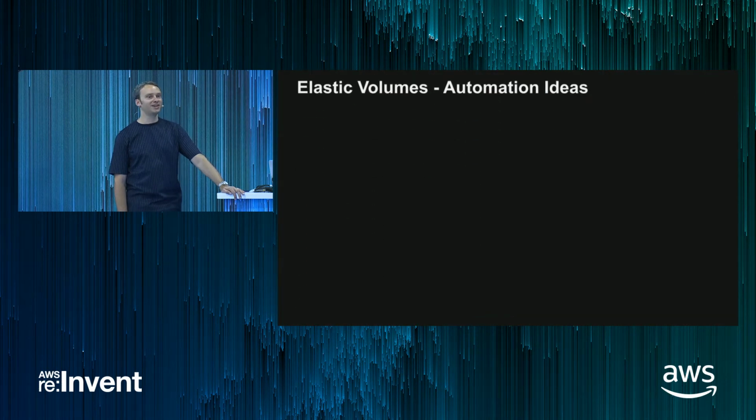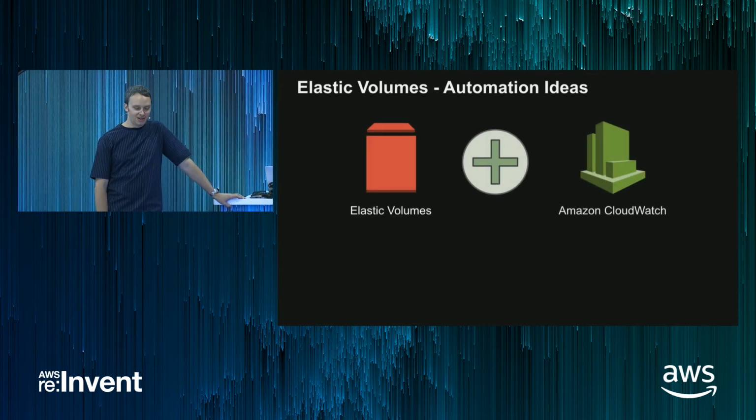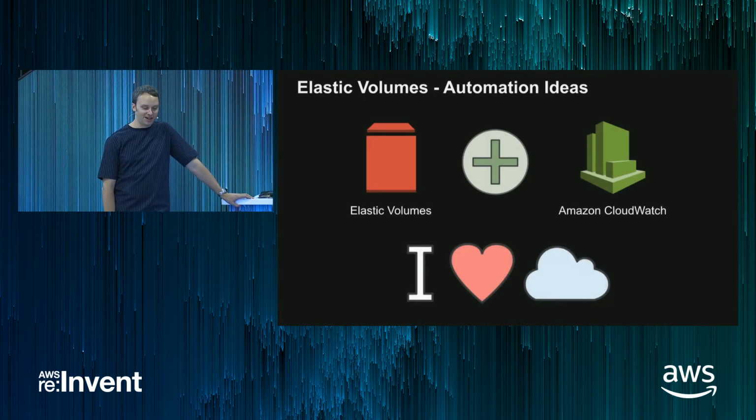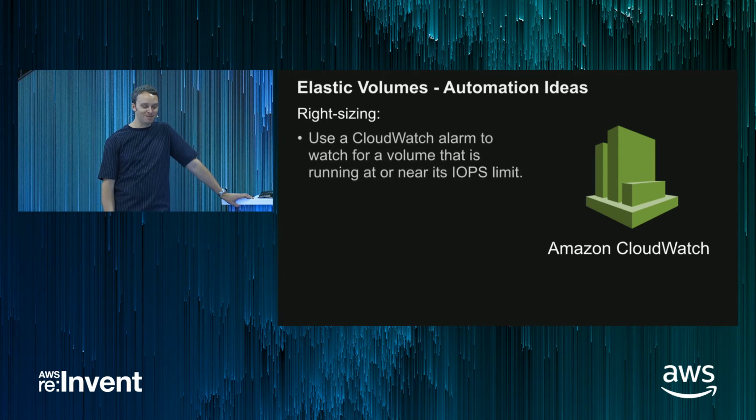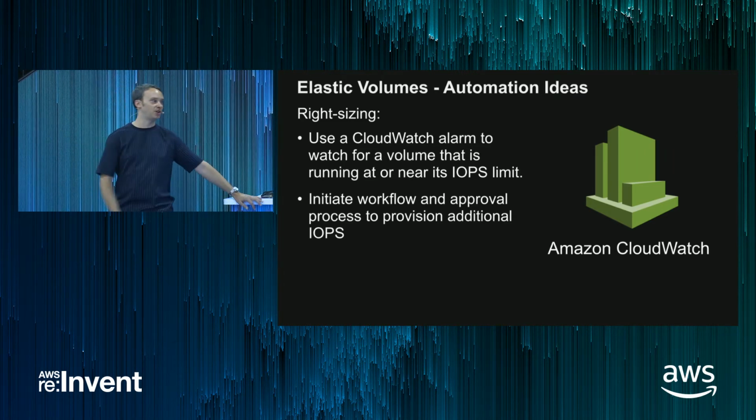So, some automation ideas around elastic volumes. You can have CloudWatch log a metric to watch for a volume that's running close to its IOPS limit. If it is, you can kick off a workflow that either increases the IOPS of the volume so your application doesn't suffer, or asks somebody to click approve so you can approve the change and then provision it out.